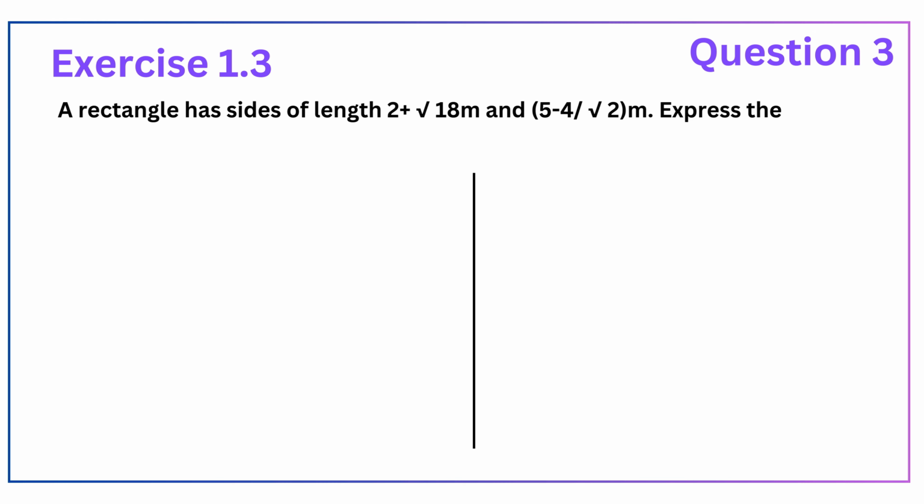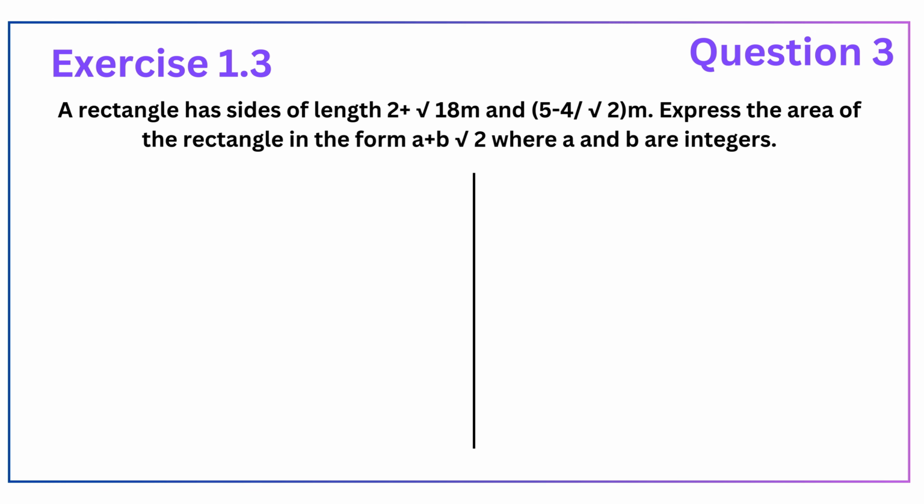A rectangle has sides of length 2 plus root 18 meters and 5 minus 4 by root 2 meters. Express the area of the rectangle in the form a plus b root 2, where a and b are integers.